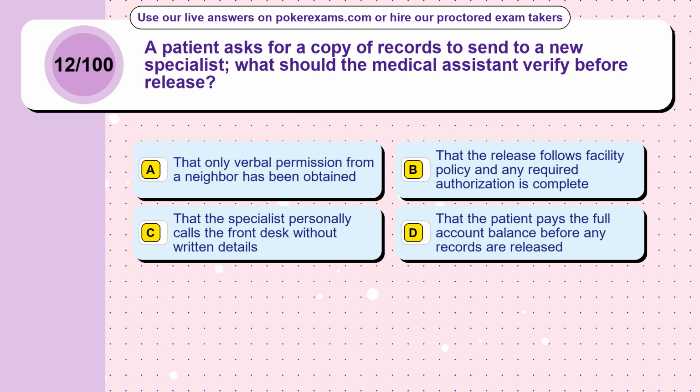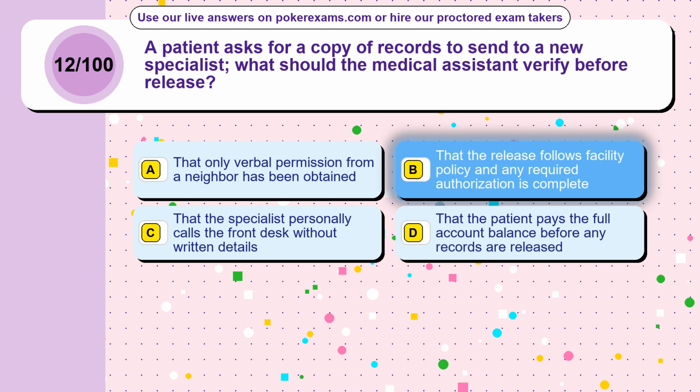Question 12. A patient asks for a copy of records to send to a new specialist. What should the medical assistant verify before release? Option A, that only verbal permission from a neighbor has been obtained. Option B, that the release follows facility policy and any required authorization is complete. Option C, that the specialist personally calls the front desk without written details. Option D, that the patient pays the full account balance before any records are released.